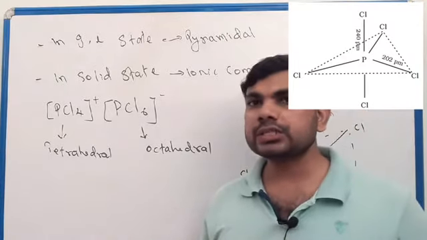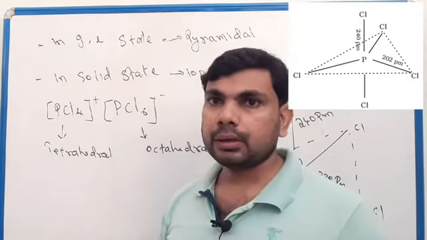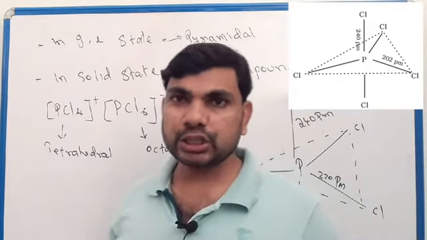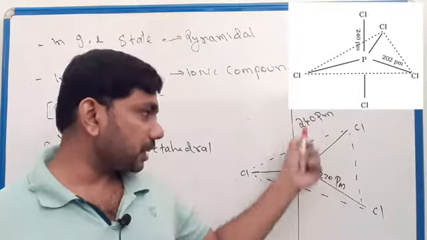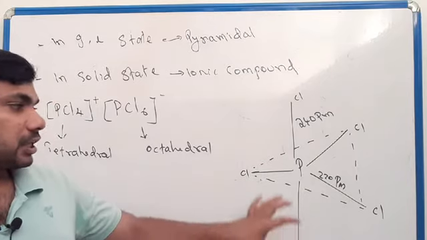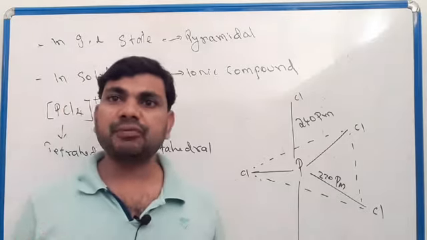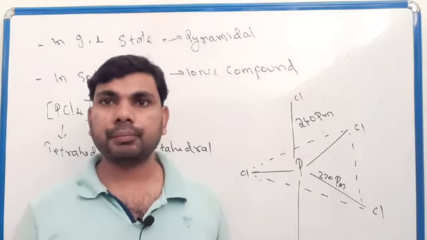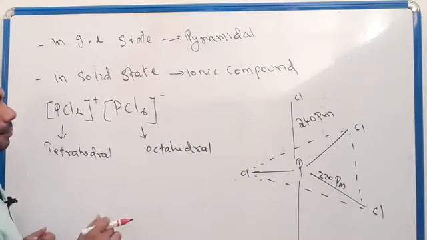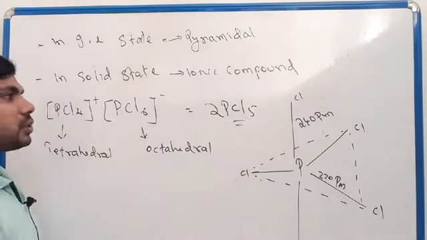In gaseous and liquid state, PCl5 exists in a pyramidal structure, the trigonal bipyramidal shape. But in solid state PCl5 exists as an ionic compound. Look here: PCl4 and PCl6, which is similar to 2PCl5, 2 phosphorus and 10 chlorine.